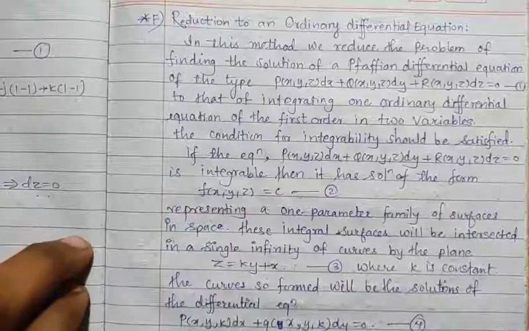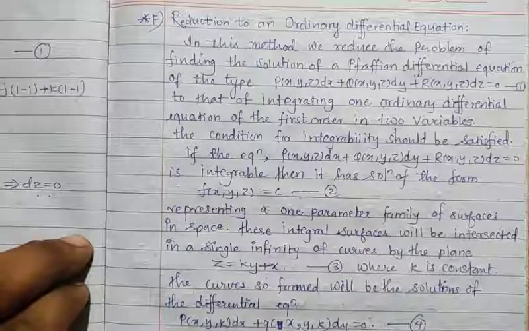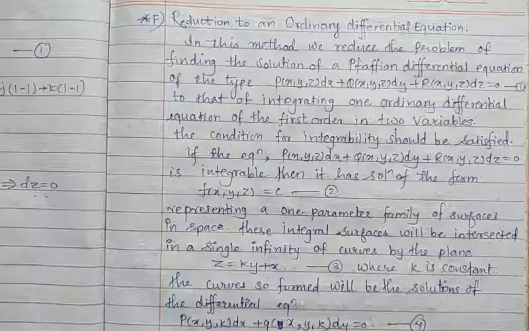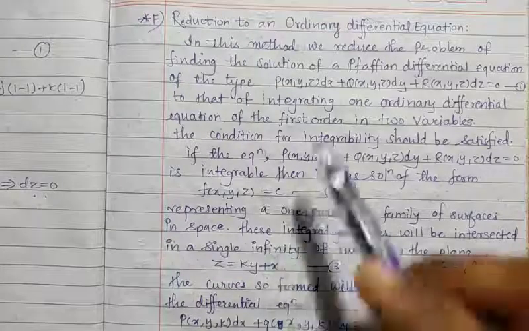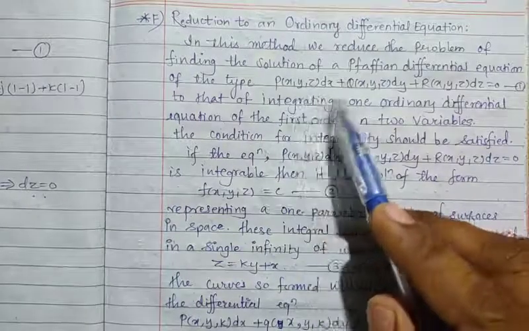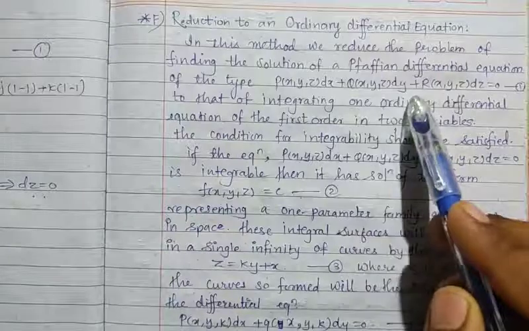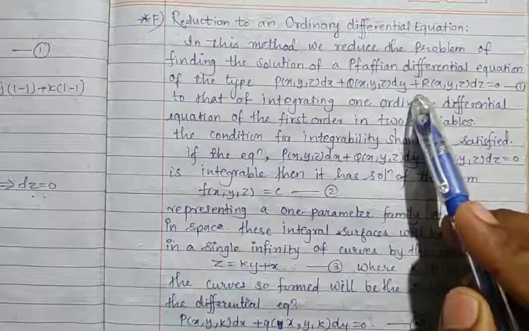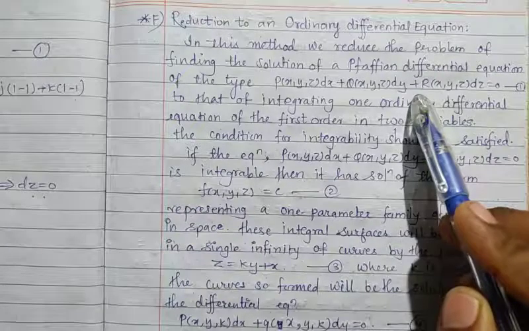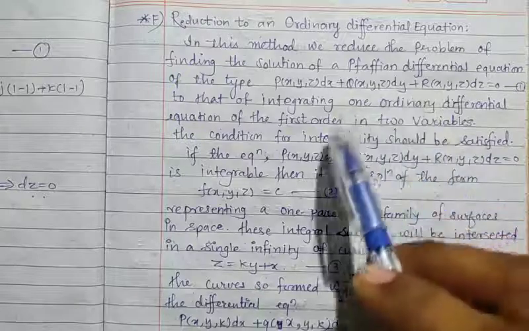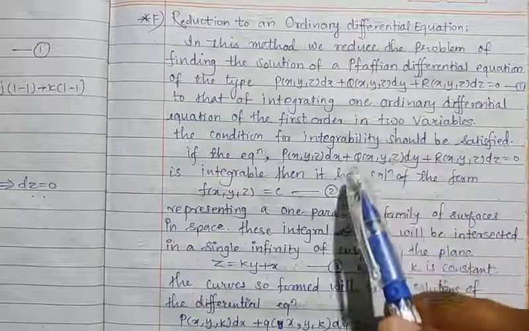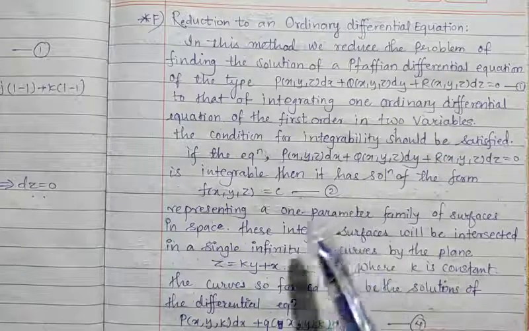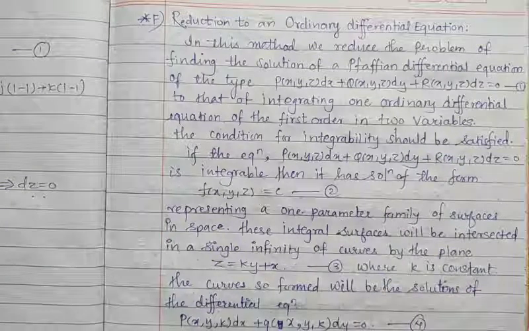Hello students, in this lecture we are going to see the last method, which is reduction to an ordinary differential equation. In this method the given equation is of the form P(x,y,z)dx + Q(x,y,z)dy + R(x,y,z)dz = 0, so that integrating gives one ordinary differential equation of the first order in two variables. The condition for integrability should be satisfied.